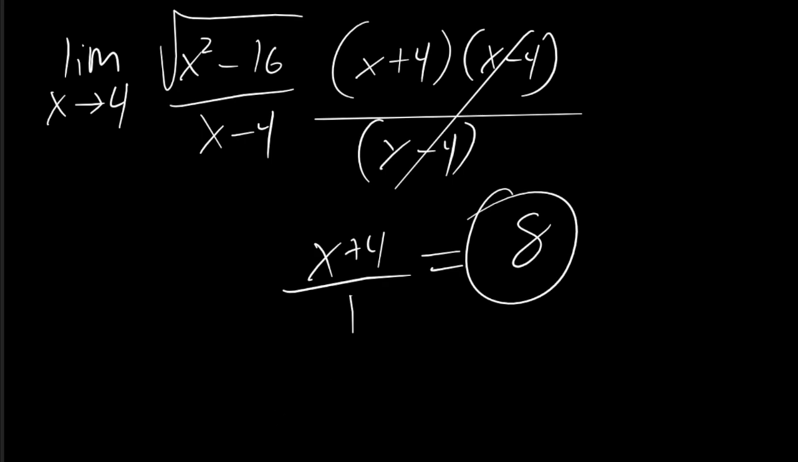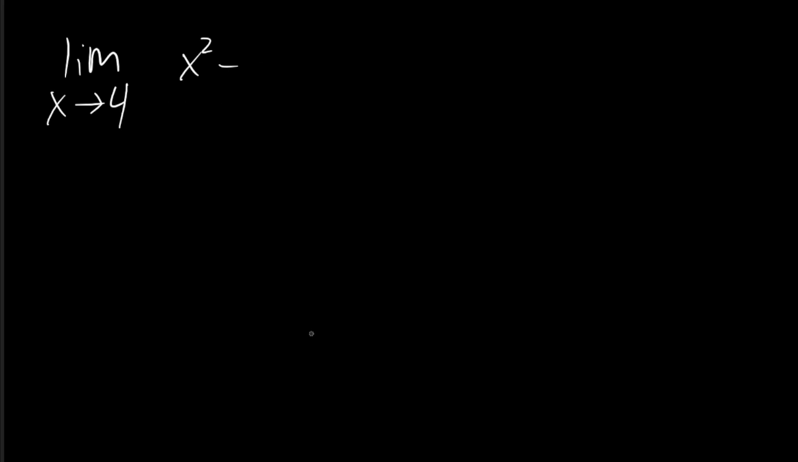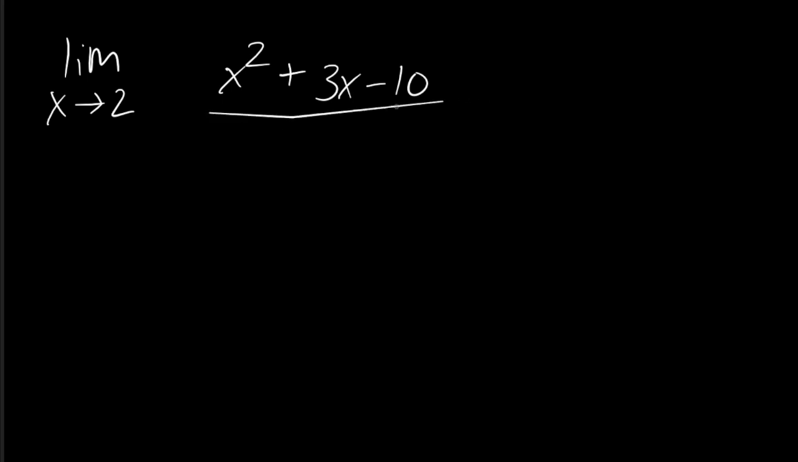Now what if we mixed up polynomials with these fractions? We're going to make it a little bit harder, guys. Bear with me. X is approaching the number 2. Then we have the equation x to the power of 2, or no, x to the power of 2, and then x is approaching 2. Then we have x squared plus 3x minus 10, and then we put that over x squared minus 2x.